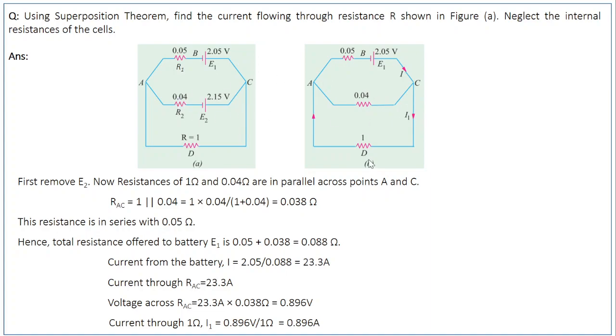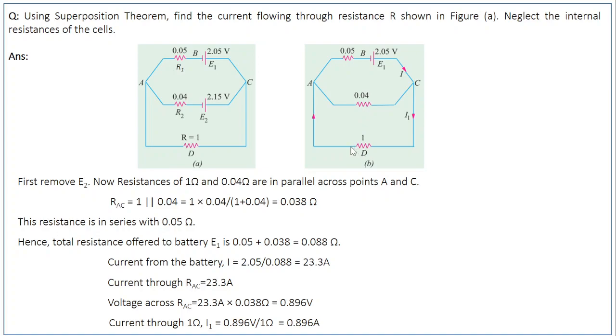As I said, the parallel resistance RAC is in series with R1 here. In the case of a series connection, current is constant. So you have 23.3 ampere flowing through R1. Similarly, 23.3 ampere flows through RAC. Now what is the voltage across RAC? Voltage is nothing but current multiplied by resistance. So this is 23.3 ampere into 0.038 ohm, which is around 0.896 volt. So you have 0.896 volt dropping across RAC.